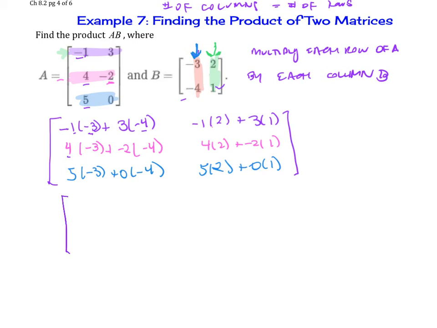So this is -1 times -3 is a positive 3 minus 12, and then this is -2 plus 3. We have -12 plus 8, and this is 8 minus 2. This is -15 minus 4, and 10 plus 0. Ooh, this should be 0 as well. Sorry about that.